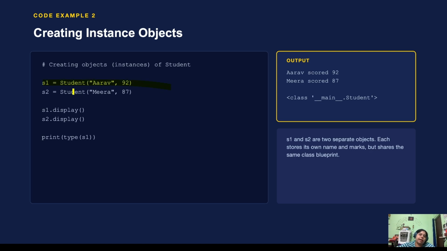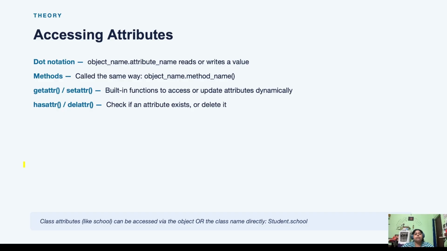You can put the values inside and you can directly call it to display, and either you can print the type of it if you want. Accessing attributes, if we talk about, dot notation is one of the major things. Like you write the object name, then the attribute name, and you can read or write the value inside it. If you talk about methods, it is the same way: object name, method name, and you can directly call the value inside it.